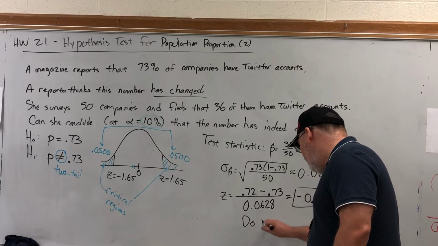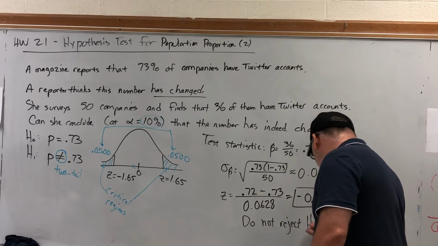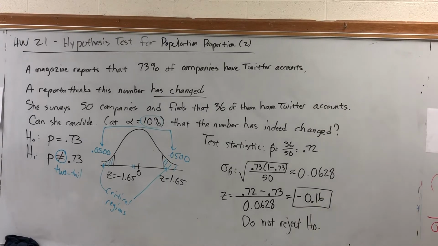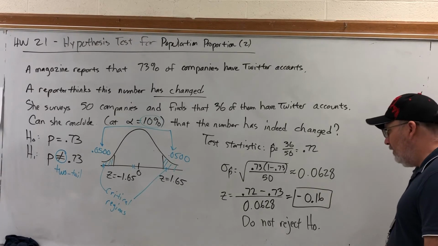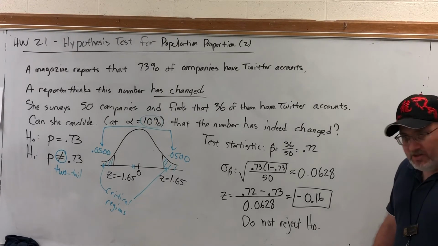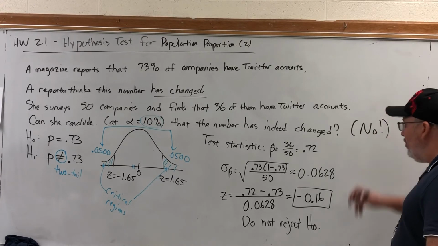Do not reject the null. And what was the question? Can she conclude that the number is changed? In other words, can she conclude the alternative hypothesis? Well, we didn't reject the null, so we're keeping it and losing the alternative. So the answer to this question is no.